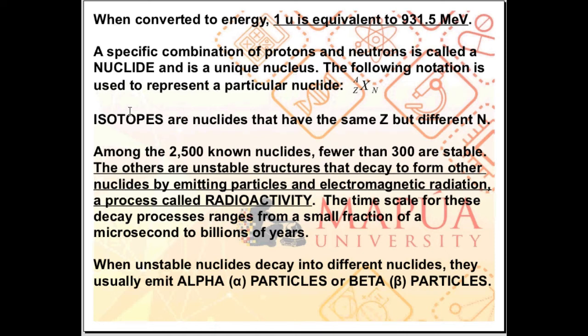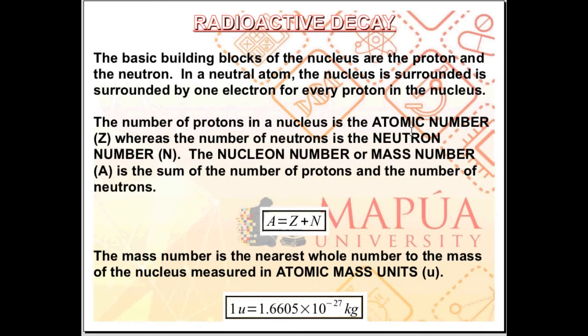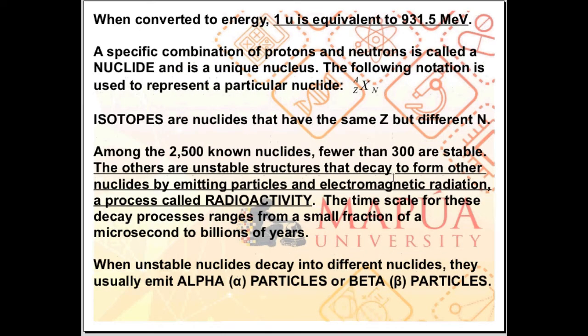The following notation is used to represent a particular nuclide. You have element X, with atomic number Z, neutron number N, and then nucleon number, mass number A. So A, Z, and N.